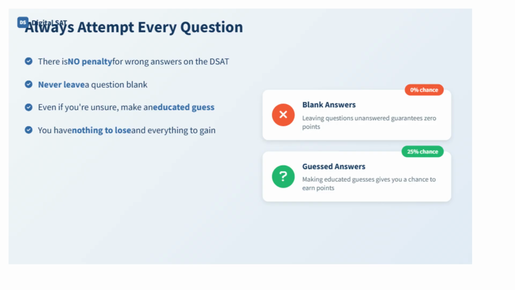Always attempt every question. On the DSAT, there is no penalty for wrong answers. This means you should never leave a question blank. Leaving a question unanswered guarantees you 0 points. Even if you're unsure, making an educated guess gives you a chance to earn points, which you have nothing to lose by doing. You have a 0% chance with a blank answer versus a 25% chance with a guessed answer.